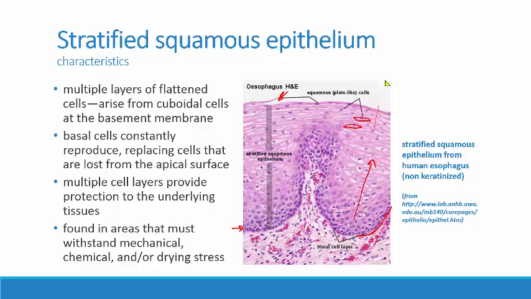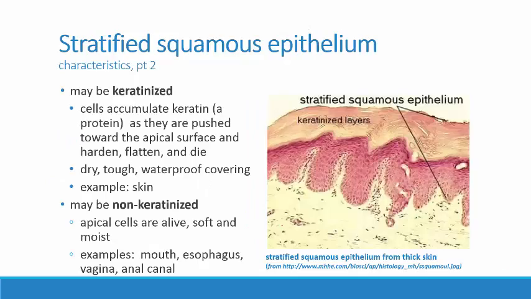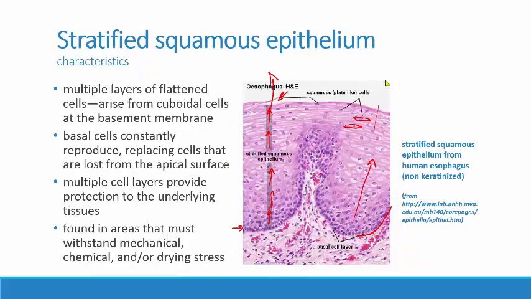These are stem cells here, and they will divide constantly and push the newly divided cell up as more cells are placed underneath it. And so we're constantly pushing these layers upward, losing them away from the epithelial surface here at the apical surface, and then replacing them underneath at the basal layer.